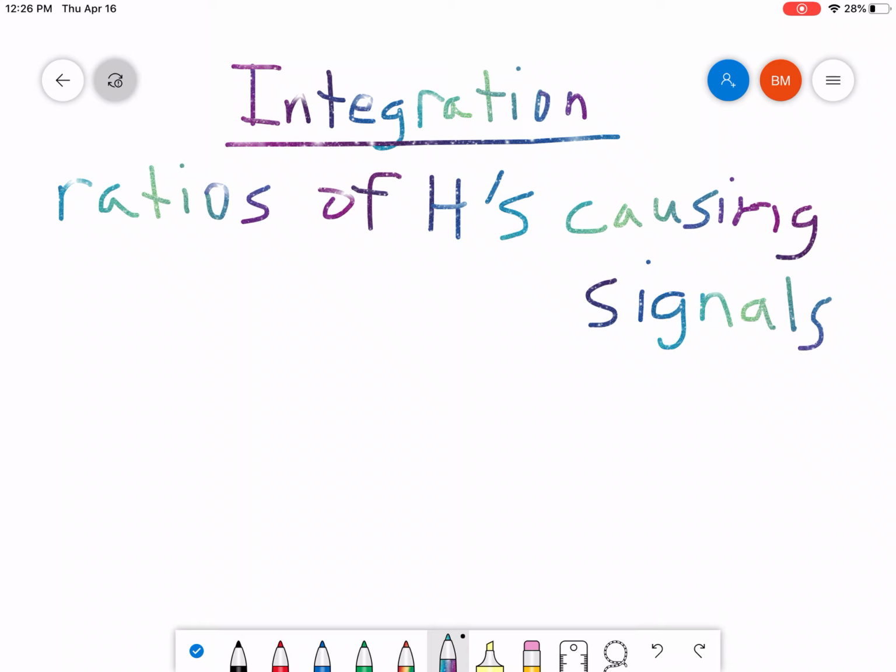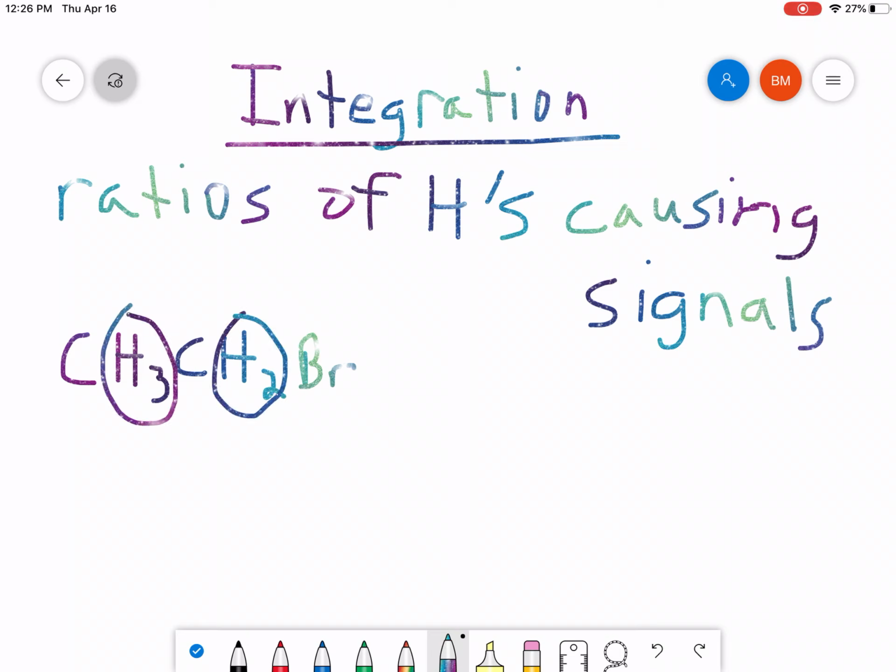So just to give you an example here, let's say we have CH3, CH2, Br. I think we can safely say here that in this problem, we've got two different types of hydrogens. So we're going to have two signals, signal A and signal B, right? If you look at the number of protons in group A that are causing signal A, you'll see there's 3 of them. If you look at the number of protons in group B, it's 2 of them. So our ratio of A to B is going to be 3 to 2.